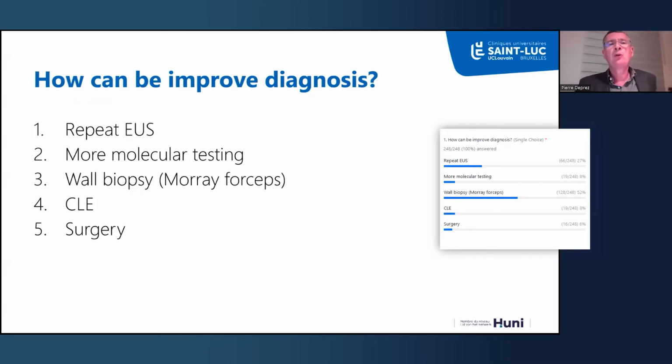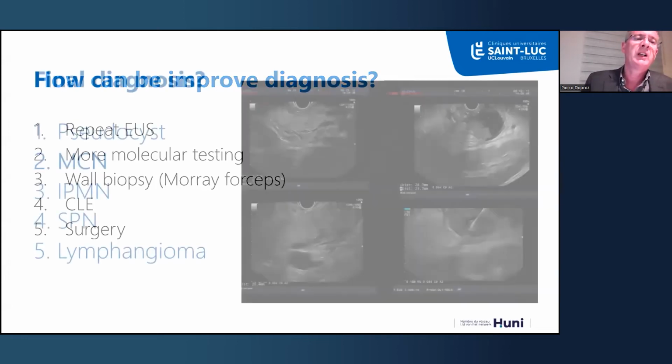So most of you would go for repeat EUS, more molecular testing, and forceps biopsy. Well, I think all these are good options because the cyst is not very big. It's about 3 centimeters, so we have time before taking the decision for surgery. The adjunct techniques may be helpful in the diagnosis. Well, in fact, it's always a difficult decision when you have a patient like this in your outpatient clinic.